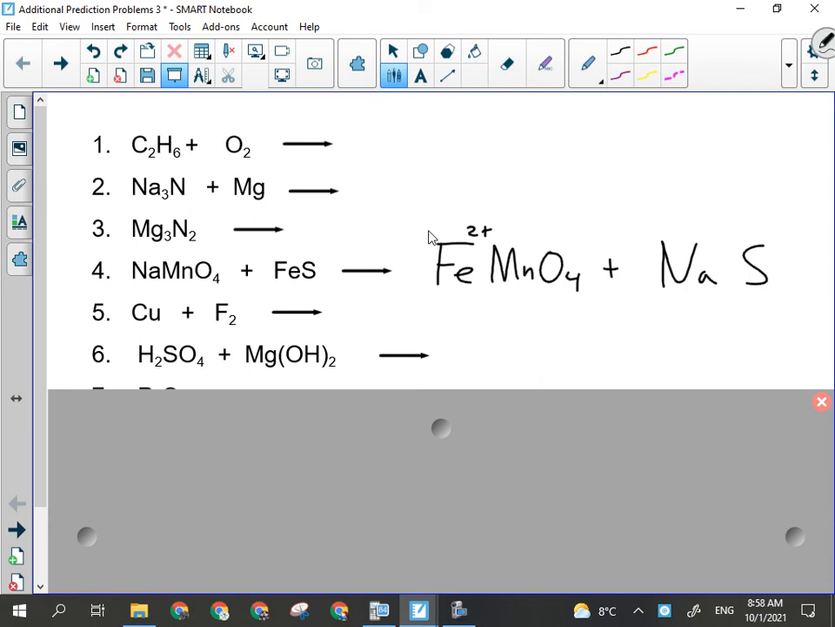All right, so this is 2+, this is a -1, so I'm going to need brackets around the permanganate, and a 2 outside of the brackets. And then this is a -2, and this is a +1, so I'm going to need a 2 here. I don't have any special elements to look for because my products are both compounds, so that step is taken care of. What do I do next?